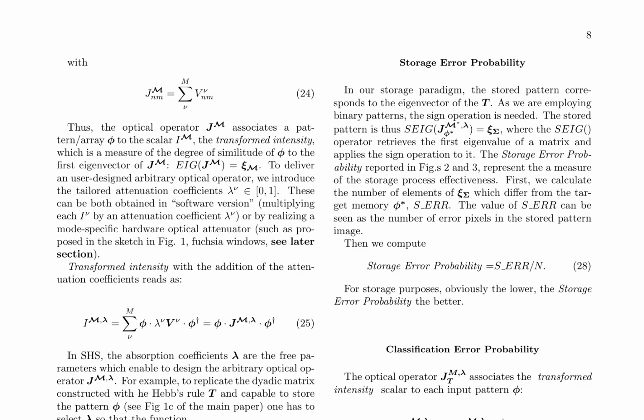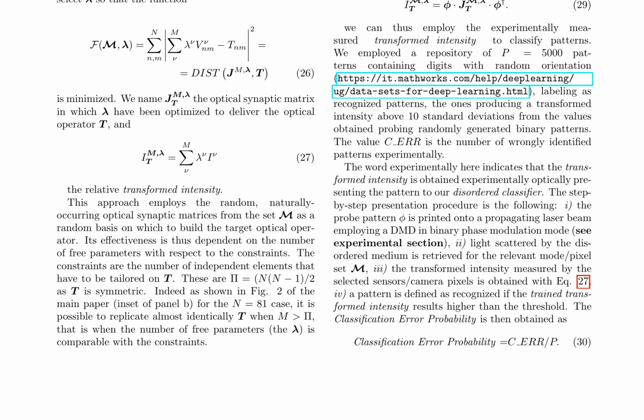Stochastic Hebbian storage protocols introduce tailored attenuation coefficients lambda to design an arbitrary optical operator, enabling the storage of user-designed patterns. The storage error probability and classification error probability are measures of the storage and classification process's effectiveness, respectively. These probabilities are calculated based on the number of error pixels in the stored pattern image and the number of wrongly identified patterns, respectively. The lower these probabilities, the better the storage and classification processes.